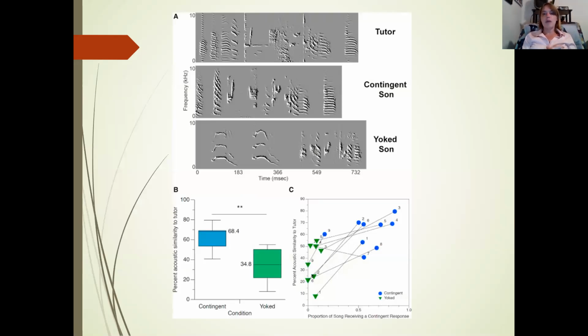And you can see this up here. This is the tutor male, right? So this is the male's song. That's who the male is. And this is the son who was given the correct female responses. And this was the one that was not. And you can see, even with the tutor present, even with hearing the male song, if it did not receive that female feedback, again, it turned into this completely wonky, crazy song.